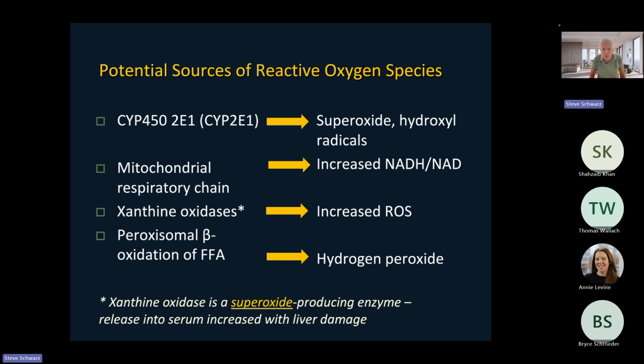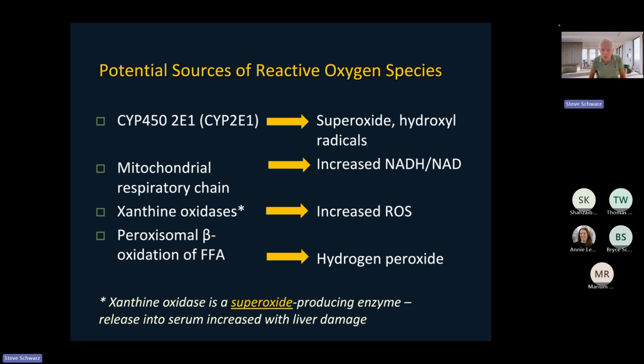Reactive oxygen species, as I showed you earlier, is also an important mediator. The activity of the cytochrome P450 system leads to an increase in hydroxyl radicals. The mitochondrial respiratory chain increases the ratio of NADH to NAD. Xanthine oxidase is a superoxide producing enzyme which is released into the serum with increased liver damage. That in itself elaborates increased reactive oxygen species. And peroxisomal beta oxidation of free fatty acids liberates hydrogen peroxide. All of these reactive oxygen species are pro-inflammatory and all can lead to cellular destruction and fibrosis.